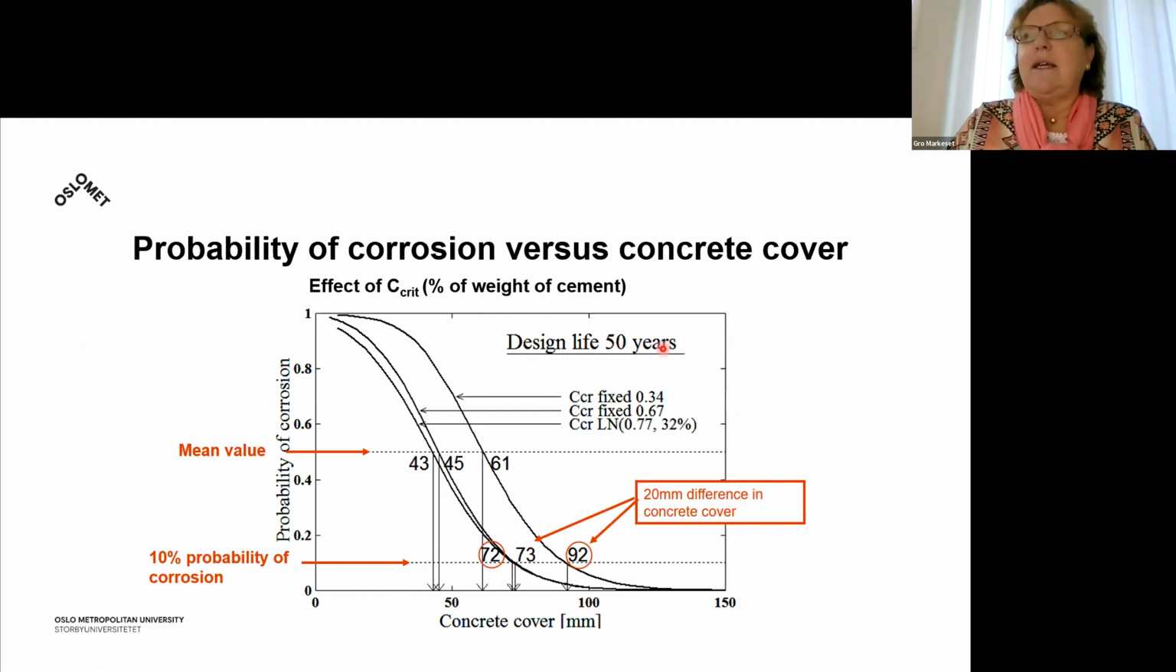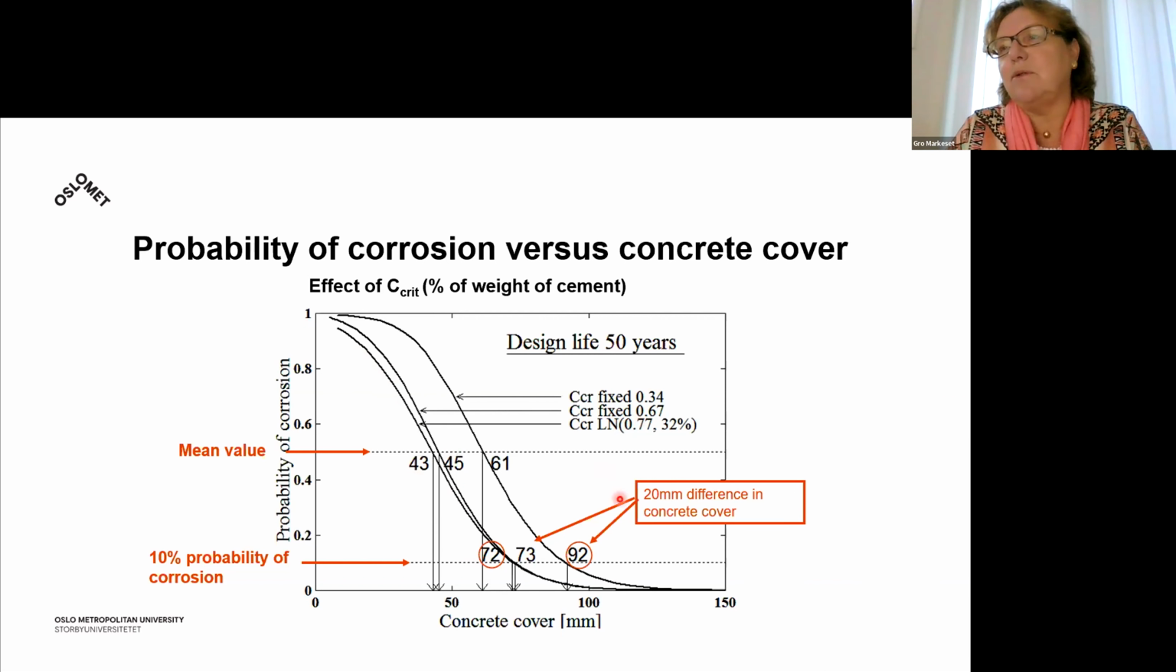Here is shown from 0 to 1. It could be 0 to 100%, but here 0 to 1. Here are the calculated curves for the log normal distribution of critical chloride content, and also a fixed value. And you can see that this fixed value of 0.67 is very close to the normal distribution. And also this 0.34 is given here.